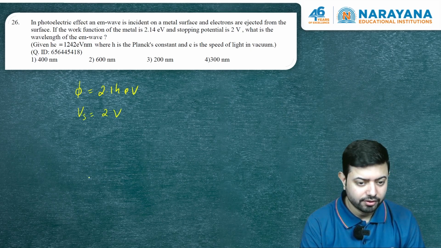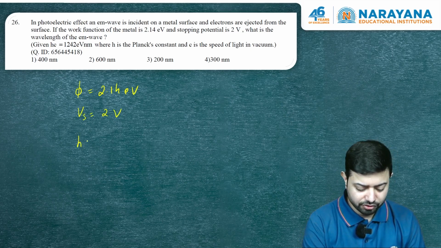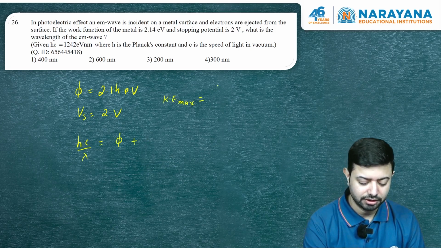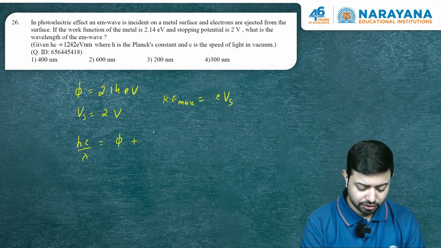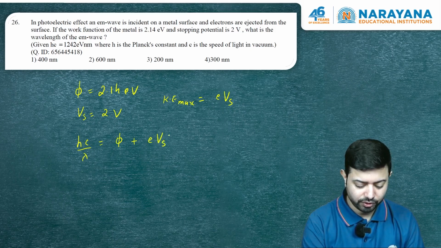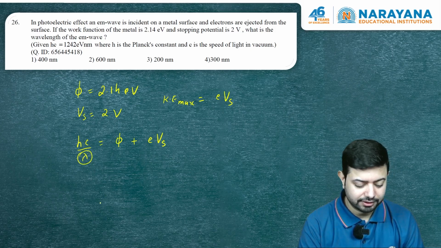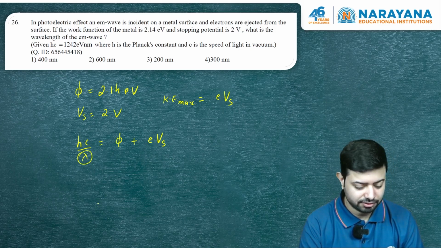When I write down the photoelectric effect equation, it is hc by lambda, which is equal to the work function plus the maximum kinetic energy, and that KE max is given by the stopping potential, which you simply do as e into Vs, charge into stopping potential. So, you will write it down here e into Vs. Now, they are asking about this particular wavelength. Take the hc value to be 1242 in the respective units.